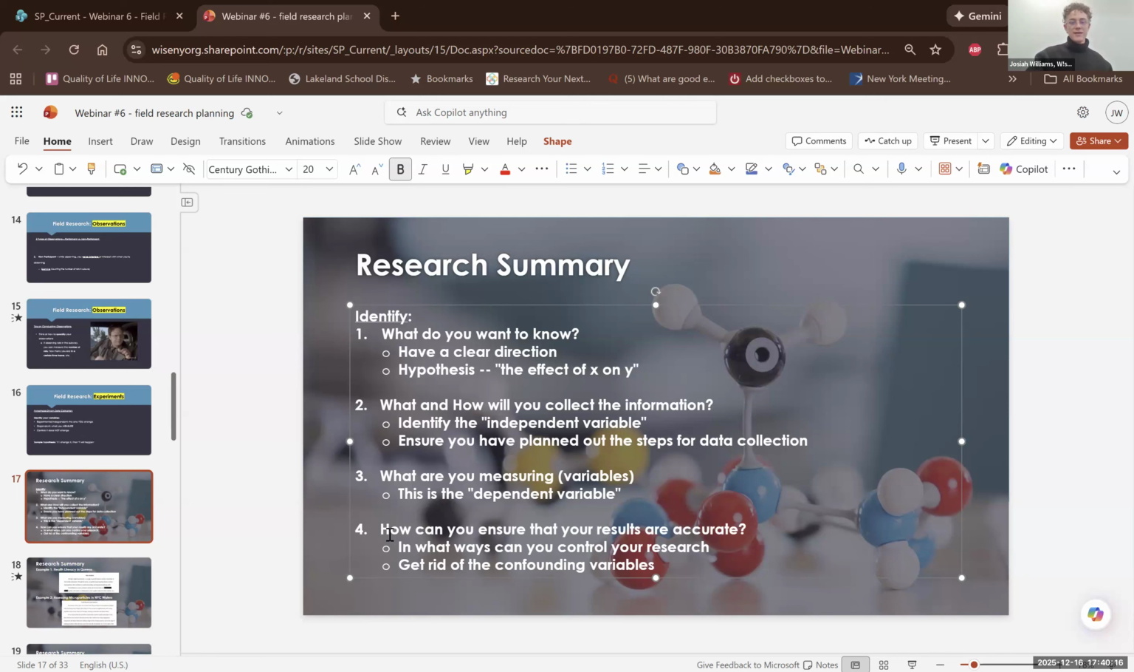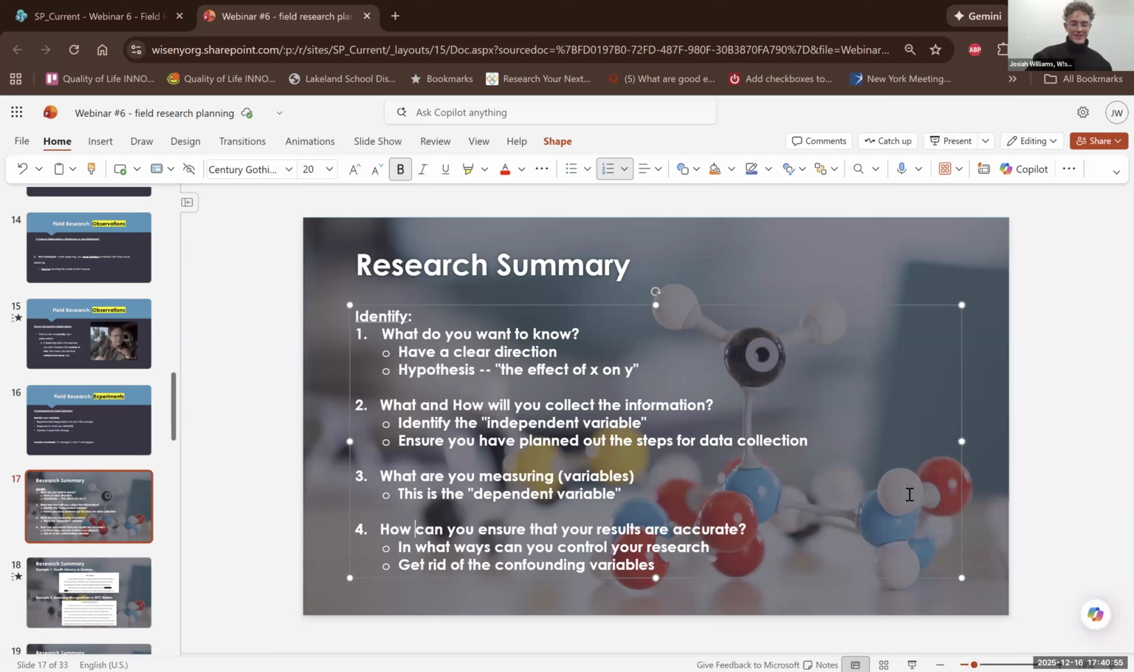And then lastly, how can you ensure that your results are accurate? In other words, how are you controlling the research? How are you getting rid of any confounding variables? These are variables that just get in the way. Like in my example, how do I know that Josiah is not just a bad sleeper in general? So how can we control for that variable, right? How do I know that Josiah doesn't have a cat that will jump on them in the middle of the night, waking them up?